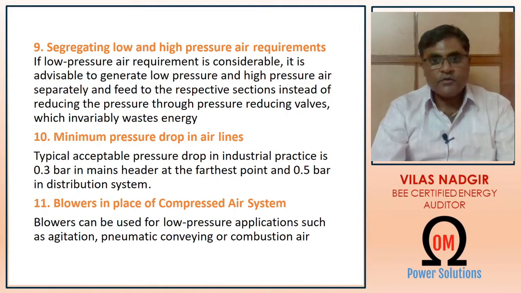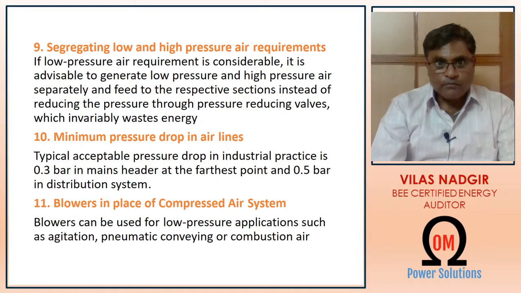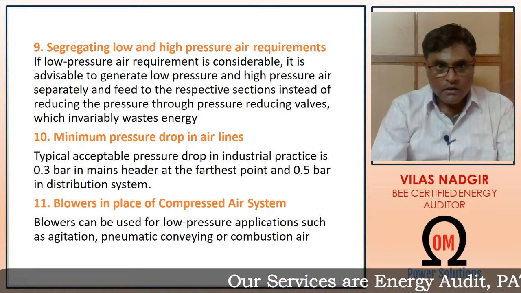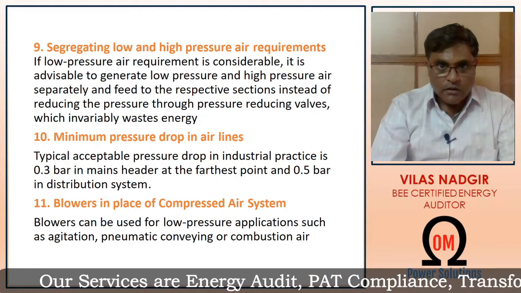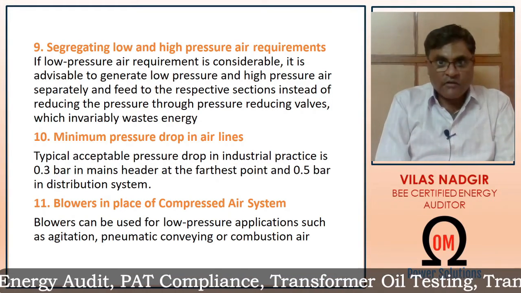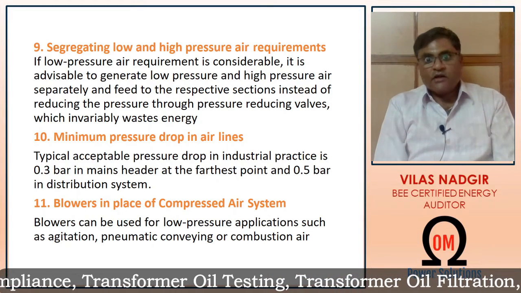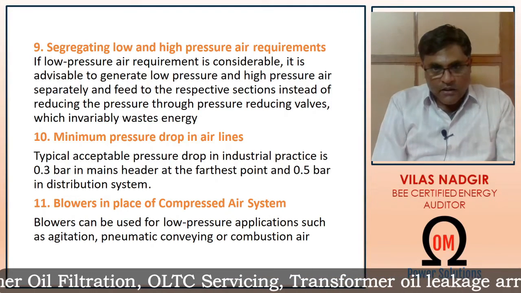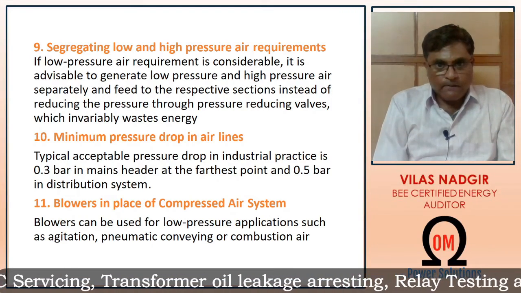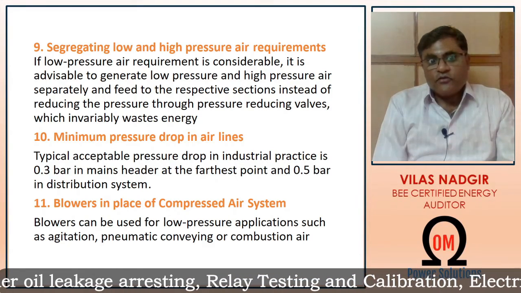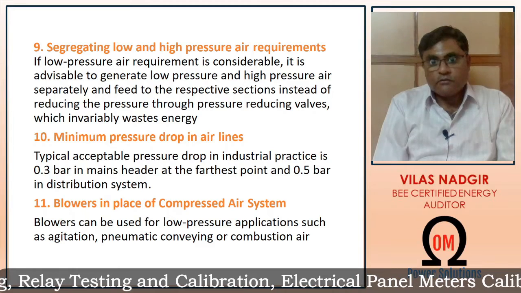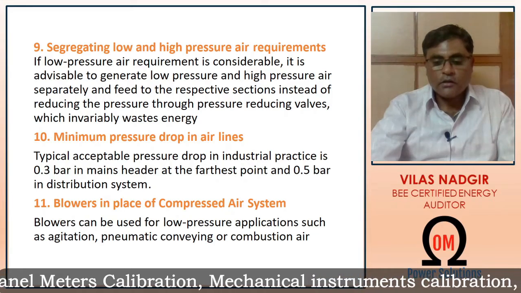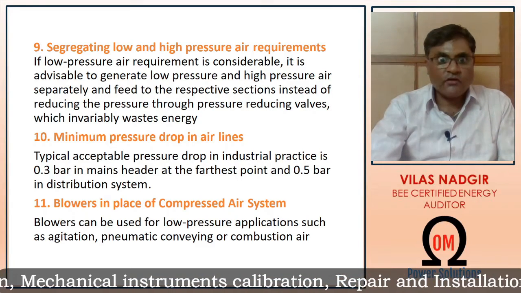Then, segregating low and high pressure air requirements. In any industry, if you have two types of pressure requirements, for example, 7 bar for one section and 3 bar for another section, then we can take another compressor to work for the lower pressure requirement. This will be helpful to us in conserving energy.